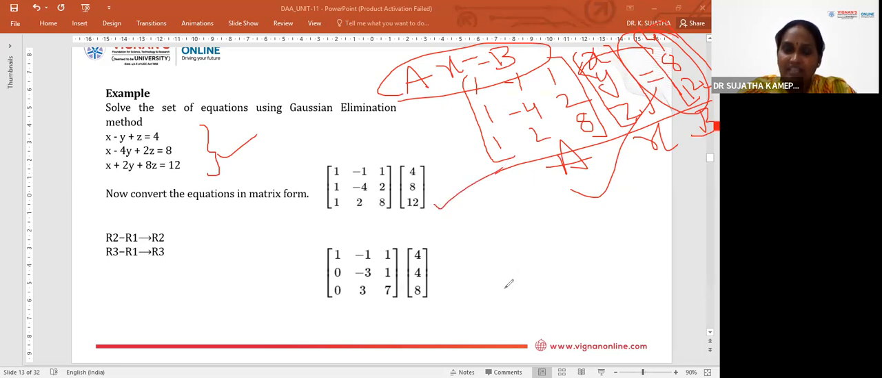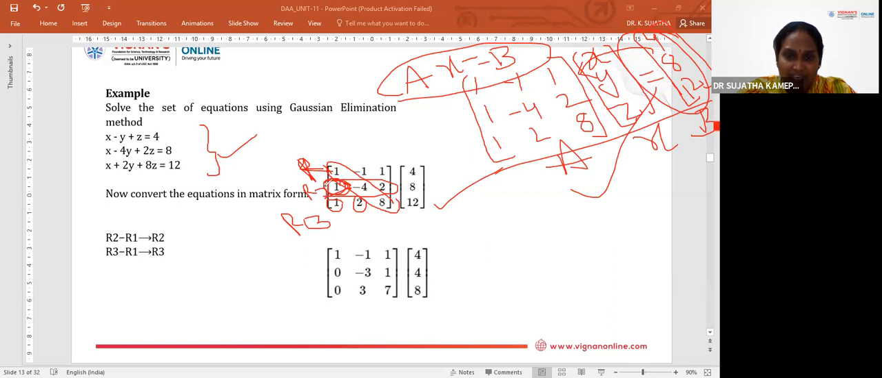After that, I need to make these elements zeros to make it an upper triangular matrix. That is the third step. This is the diagonal, and the elements present below it, I need to make zeros. Now, how can I make them zeros? This is row 1, this is row 2, and this is row 3.